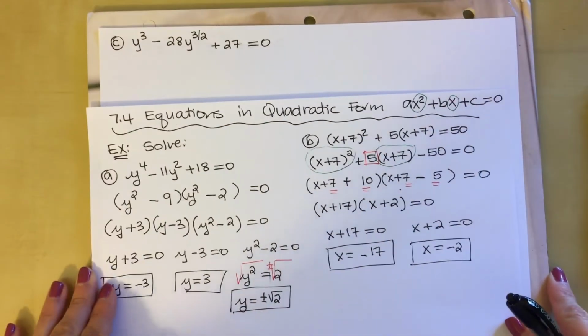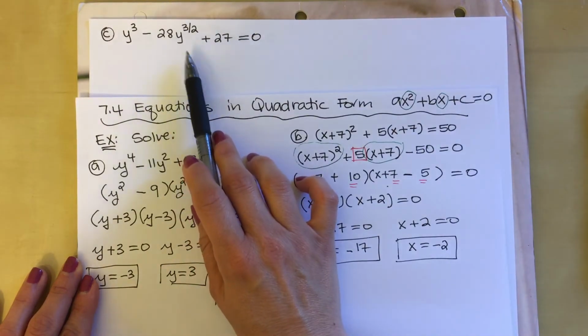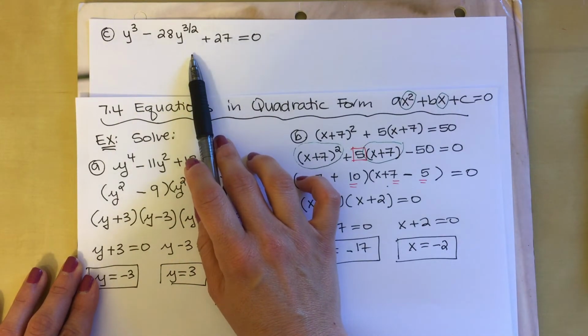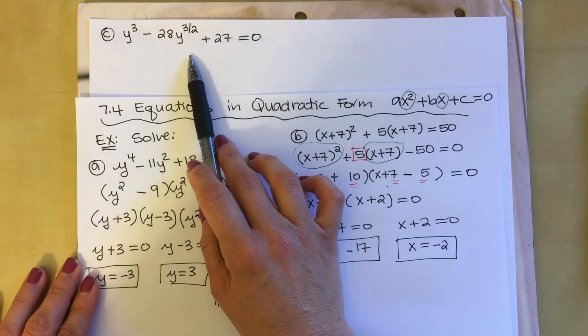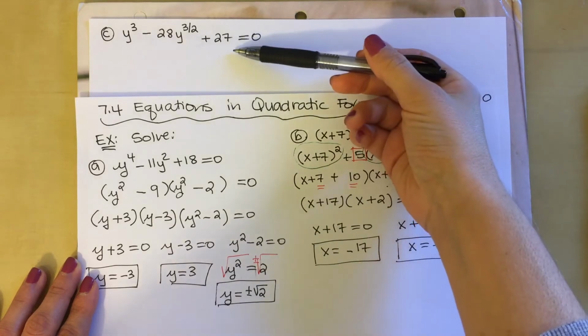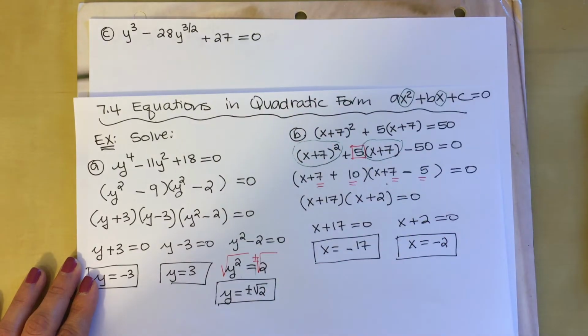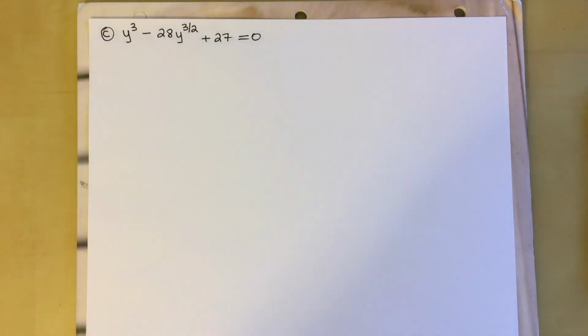So this example is actually a little bit more complicated. For this one, we should use u substitution the way that your book shows. It's not as easy to factor this directly. You can do it, but I think it's easier to use u substitution. So let me show you how that works.